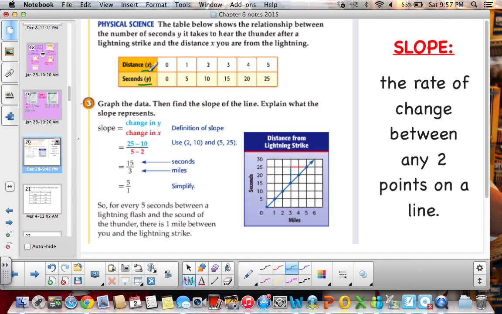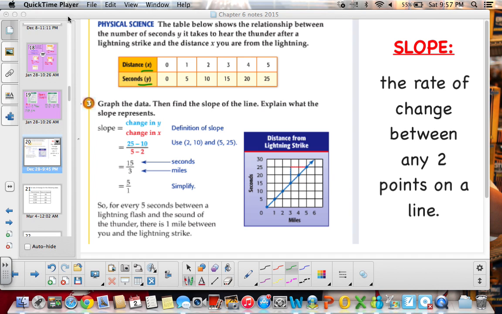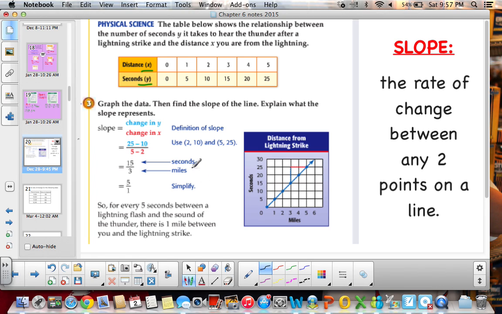So remember, these are our x values and these are our y values. So these are our ordered pairs. So 0, 0, and then we have 1, 5, 2, 10, 3, 15, 4, 20, and 5, 25. So the slope, this should be a fraction, is the change in y over change in x, which basically is the exact same thing as the rate of change.